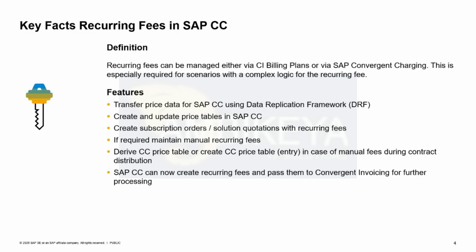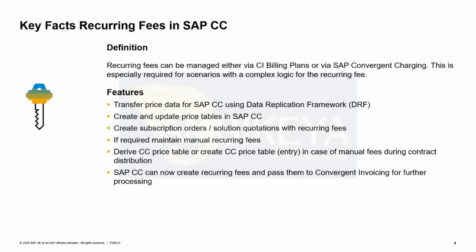In S4 HANA, we also introduced handling of manual recurring fees in CC scenarios. Earlier, only the standard determined fee was supported, and in S4, we now started supporting manual recurring fees, considering API scenarios mainly, where most of the time the prices are determined in an external system and sent to SOM. In case it is a manual recurring fee, then we have a technique on how to determine the right price table.